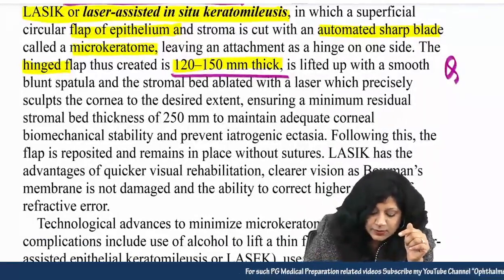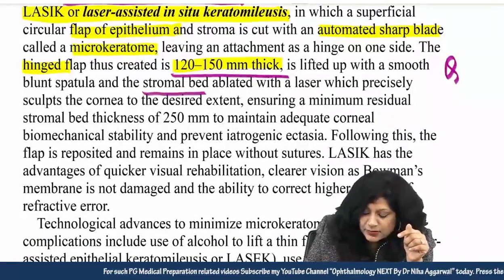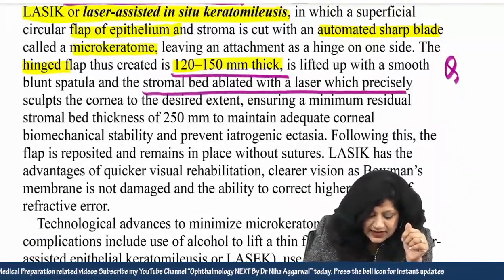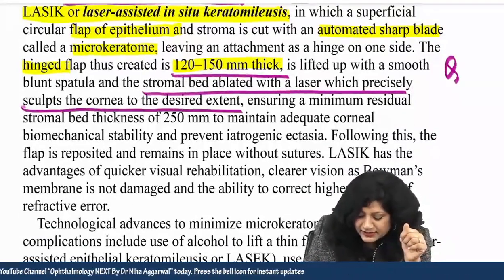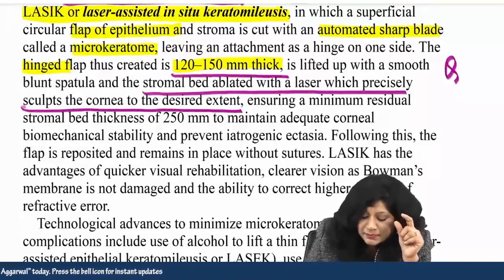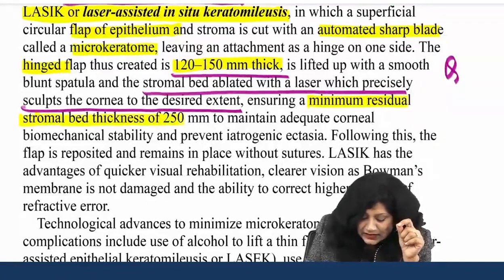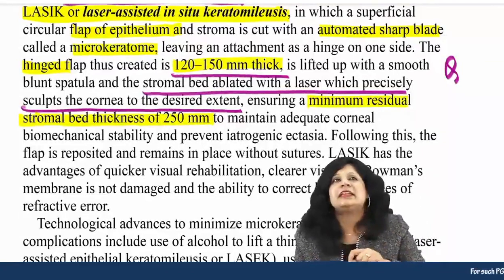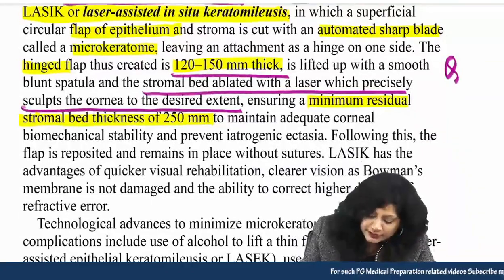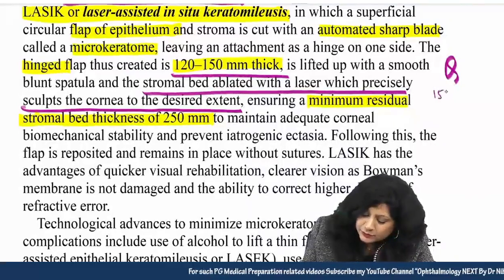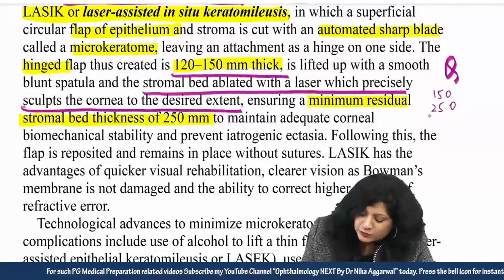Then this stromal bed is ablated with a laser which precisely sculpts the cornea to the desired extent. So you require the minimum stromal thickness also. So minimum residual corneal bed thickness is 250 microns. So if I take it as 150 and 250, that makes at least 400 microns.